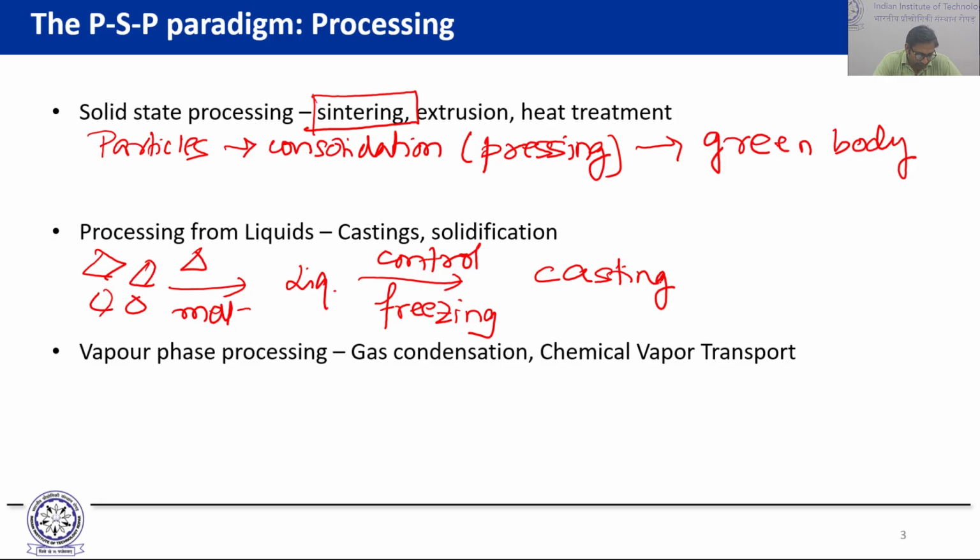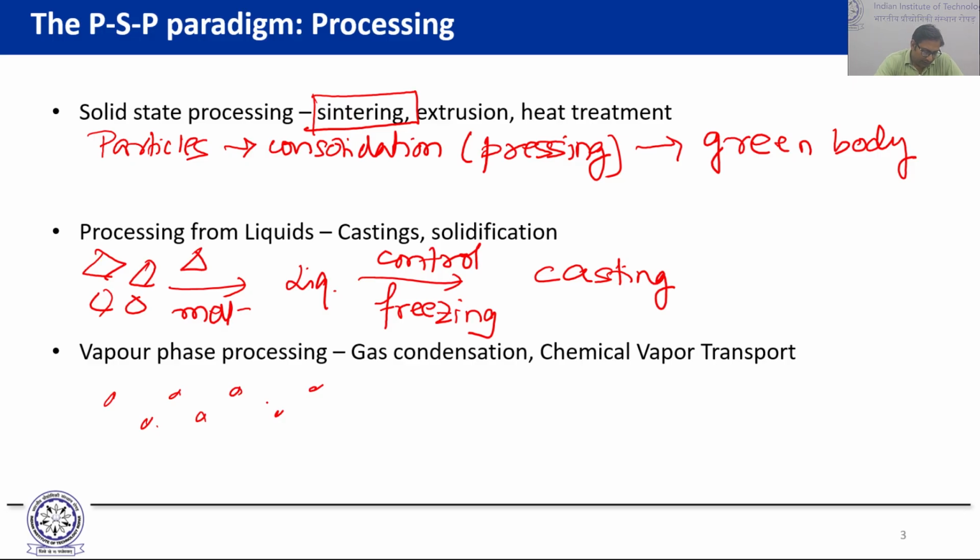And then finally you have got vapor phase processing. So things like inert gas condensation or chemical vapor transport, where essentially you will have species in a vapor phase or a gas phase, and then they might be reacting or condensing in order to give you your final product.